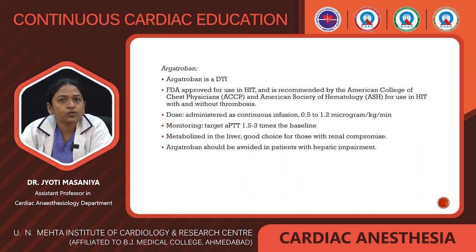thrombosis. It is usually administered as a continuous infusion at a dose of 0.5 to 1.2 microgram per kg per minute, and for argatroban we monitor the activated partial thromboplastin time, which should be 1.5 to 3 times the baseline. Argatroban is metabolized in the liver and is a good choice for those with renal compromise, and should be avoided in patients with hepatic impairment.